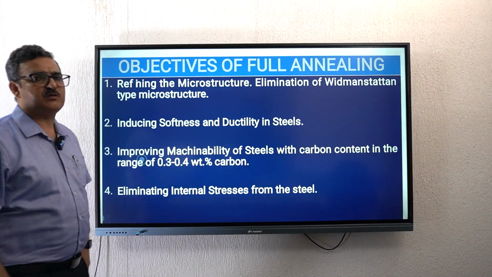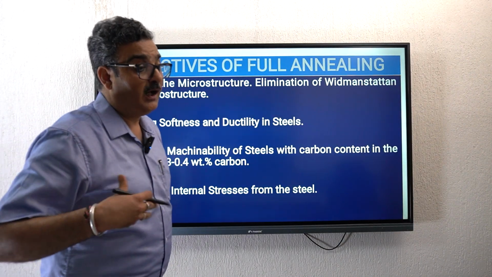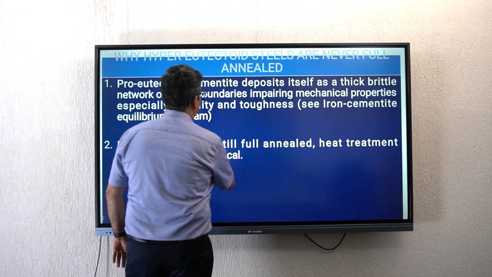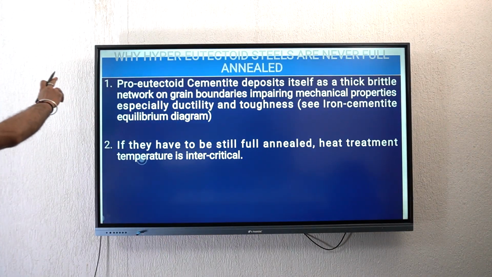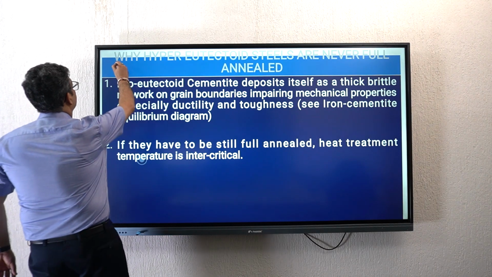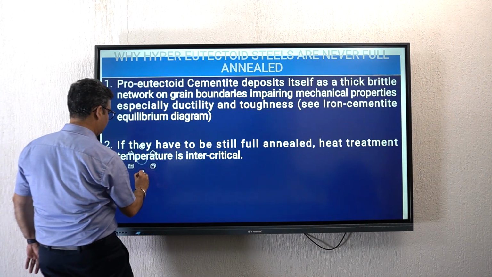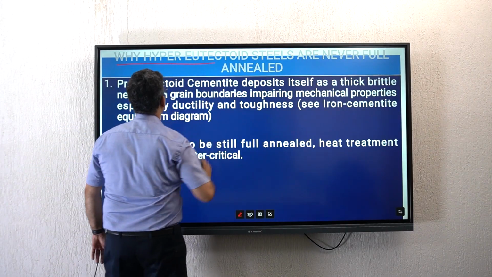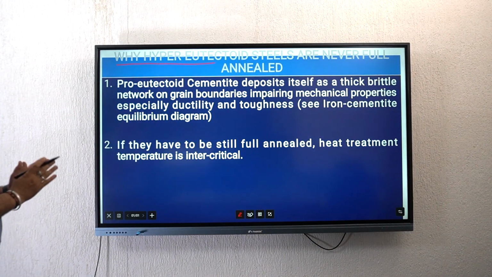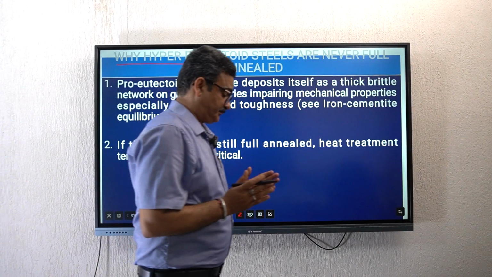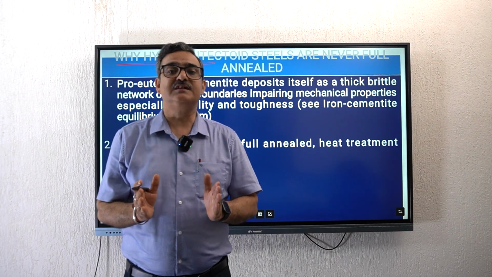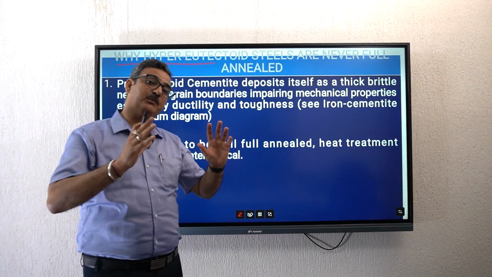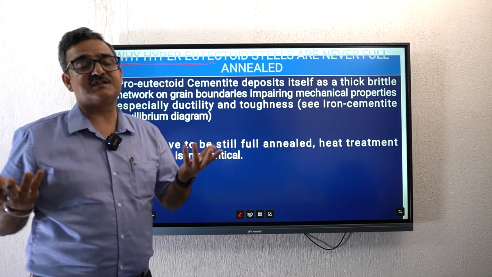Finally, we will discuss why hypereutectoid steels should not be given full annealing, right? So why hypereutectoid steels should not be given full annealing. So students, as we discussed a while ago, in hypereutectoid steels, what is the room temperature microstructure under equilibrium conditions? Perlite plus pro-eutectoid cementite. Where does this structure come from?